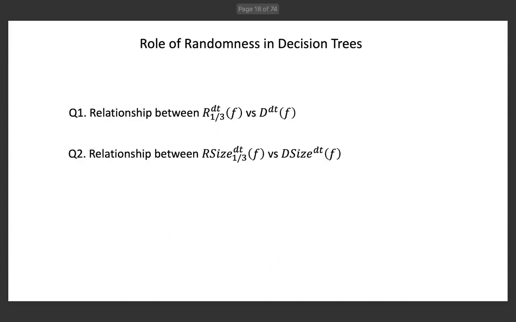Now, having defined complexity of a Boolean function using deterministic decision trees and randomized decision trees, one can ask how these complexities are related. Okay, so one can ask what is the relationship between randomized depth and the deterministic depth, and similarly, one can ask what is the relationship between randomized size and the deterministic size.